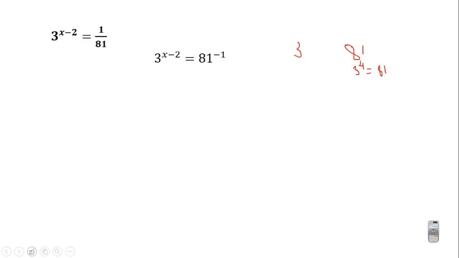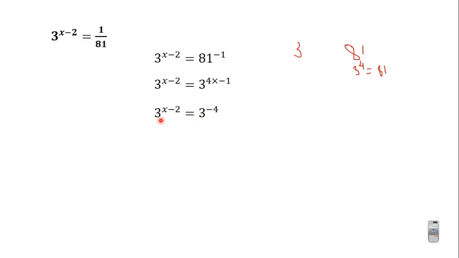So we have reduced 81 to index form such that it has a base of 3, and that is 3 exponent 4. We can replace the 81 in this equation with 3 exponent 4. On the left hand side we have 3 exponent x minus 2, is equal to 81, which is now 3 exponent 4. Don't forget that there's already a minus 1 there. So we have 3 exponent 4 times minus 1, and this is going to give us 3 exponent x minus 2 is equal to 3 exponent minus 4.